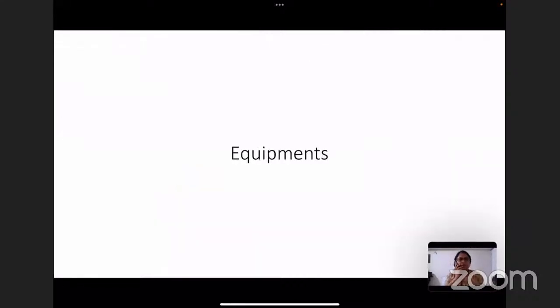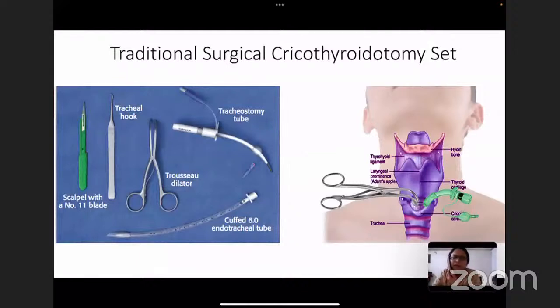So straight away coming to equipments. This is the first set of equipments I would like to show. It's a traditional surgical cricothyrotomy set. So what does it contain? It has a scalpel blade, a tracheal hook, a tracheostomy dilator, an endotracheal tube, or a tracheostomy tube.